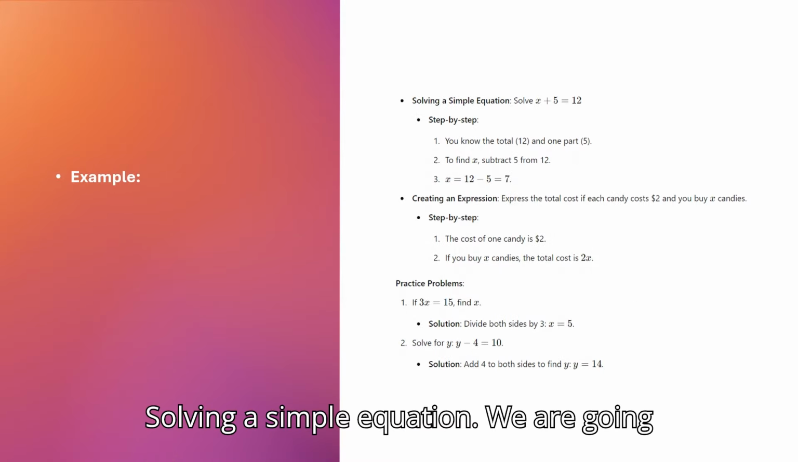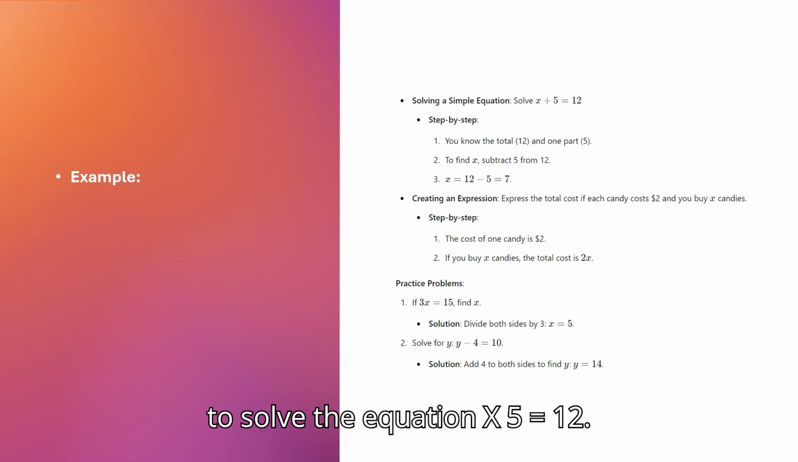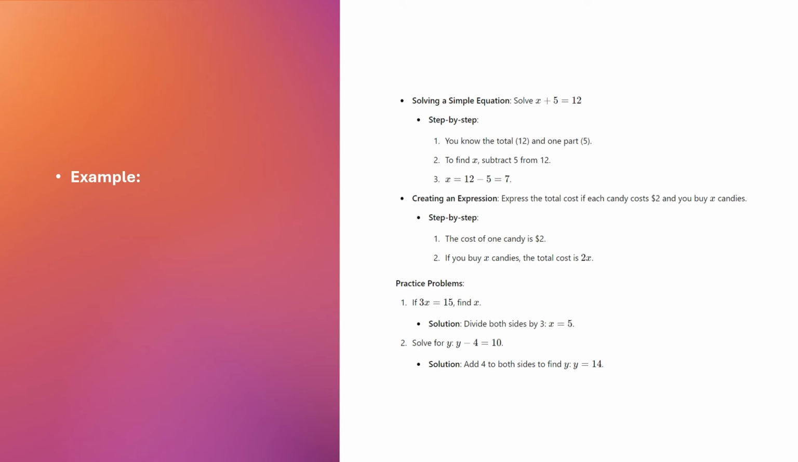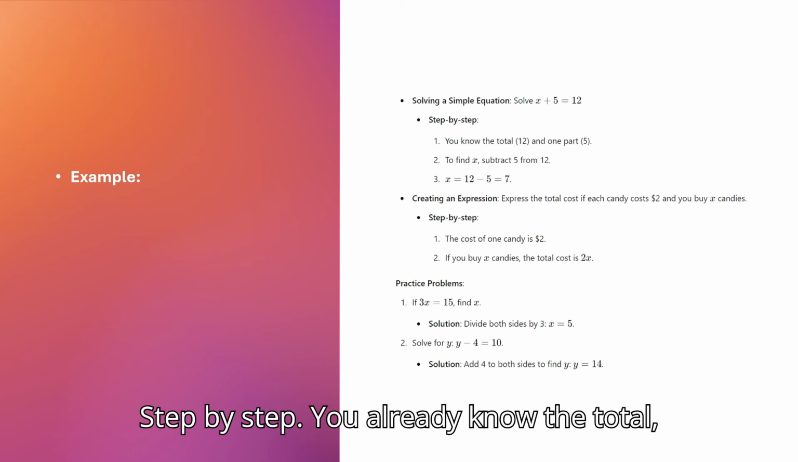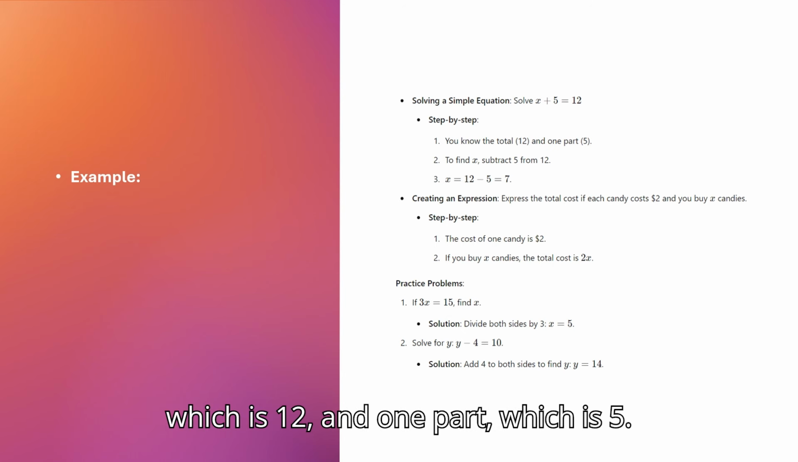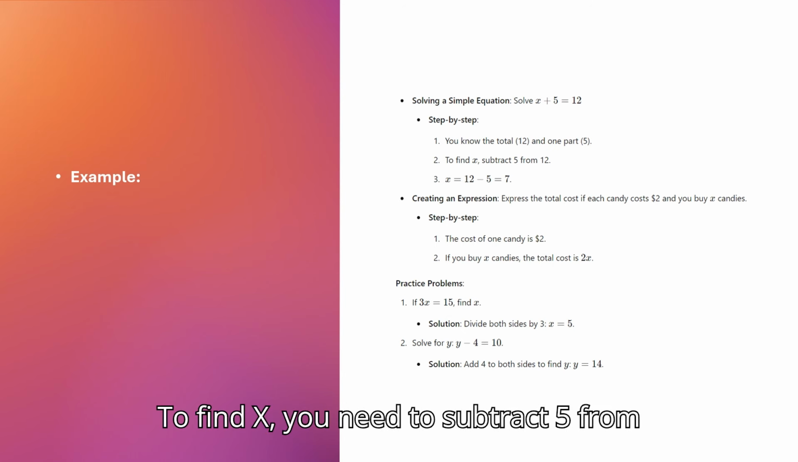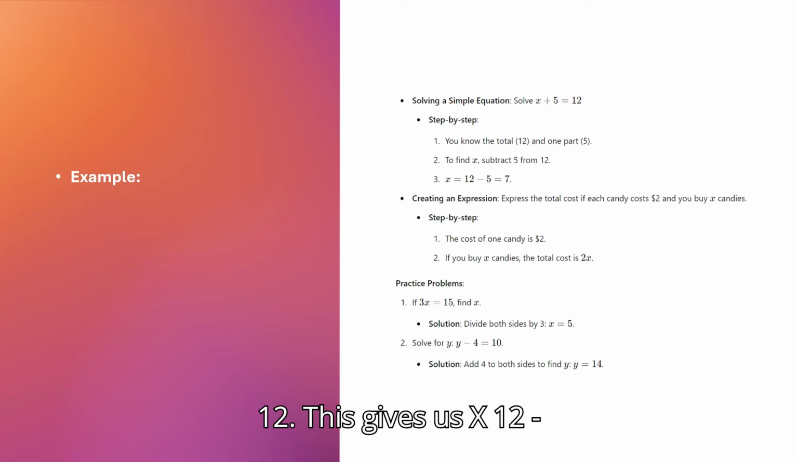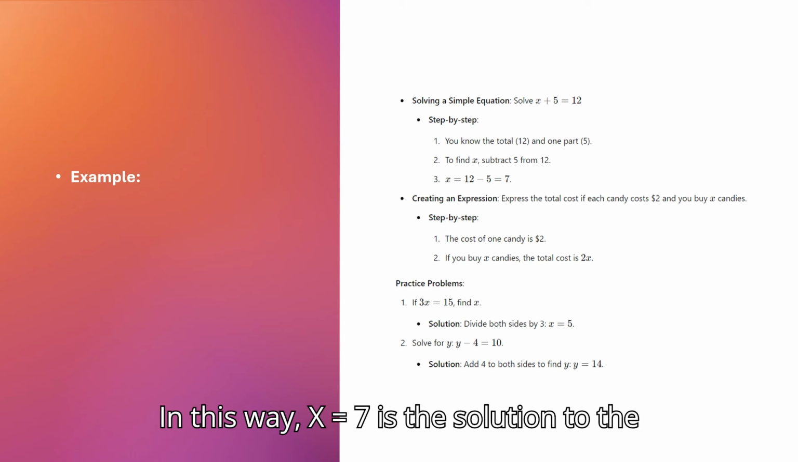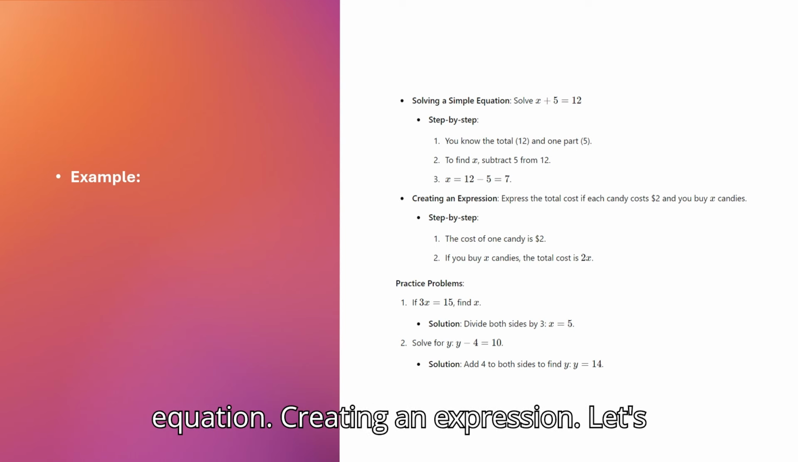Solving a simple equation. We are going to solve the equation x plus 5 equals 12 step by step. You already know the total, which is 12, and one part, which is 5. To find x, you need to subtract 5 from 12. This gives us x equals 12 minus 5, which simplifies to x equals 7. In this way, x equals 7 is the solution to the equation.